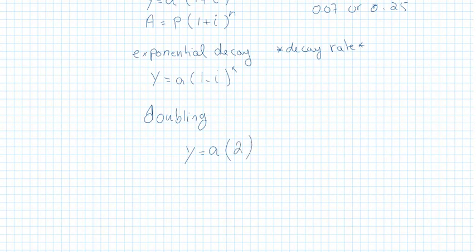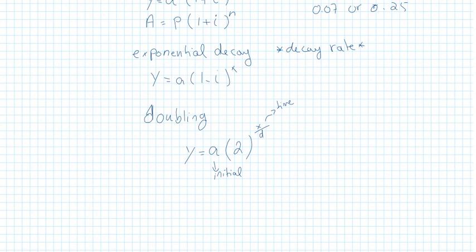And then my exponent is x over the doubling time. Okay? So A is your initial amount. That's not going to change. Okay? X is the time. So X is always going to be a variable. And then D is your doubling time.